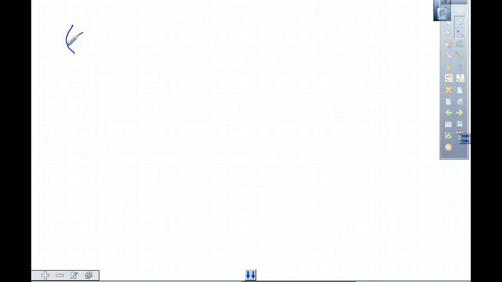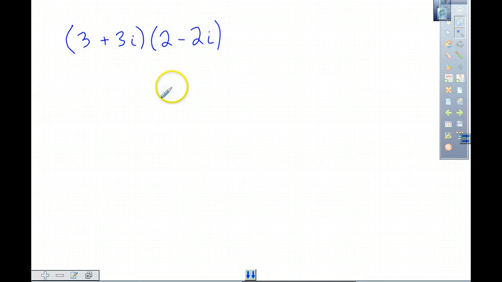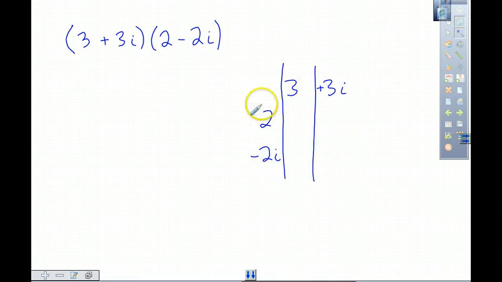Go ahead and write this down. Remember the imaginary comes after. So 3 plus 3i multiplied by, let's say, 2 minus 2i. Go ahead and give that a shot. You can either use the box or FOIL. I'm going to use the box myself. I'm going to set it up, and I'm going to let you guys try it out. See what you get. Compare with somebody next to you. See what they get, and see what you say. Choose either method that you want.